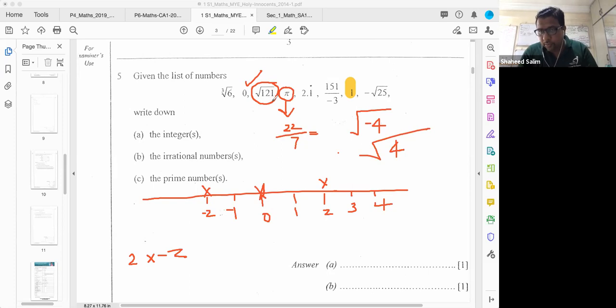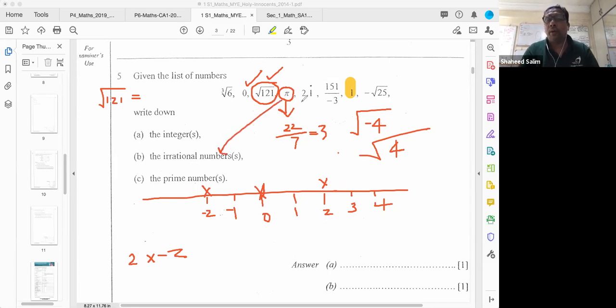Can, huh? You put this sign inside the calculator, put 1 to 1, then you press equal. You will get 11 whole. So 11 is a whole number. So this one is also an integer. Pi is not an integer because 3.142 and so on. This is an irrational number.